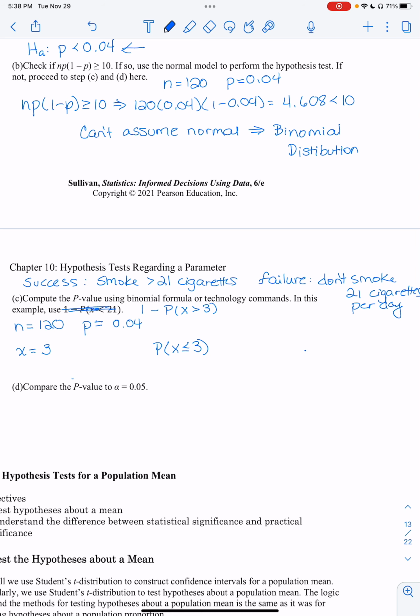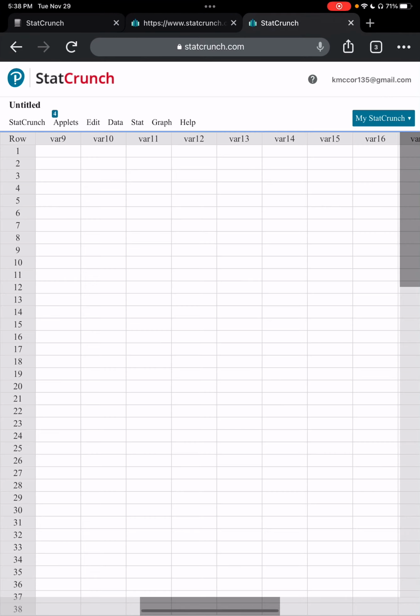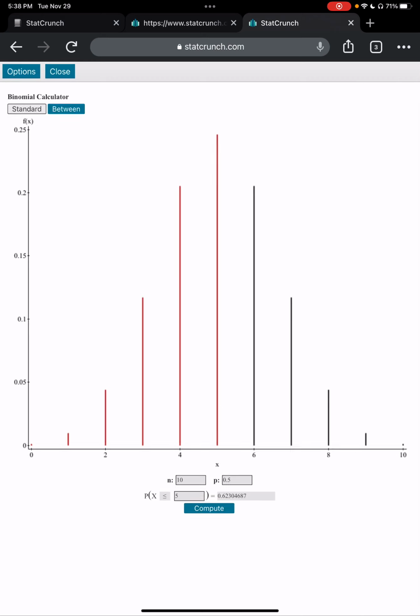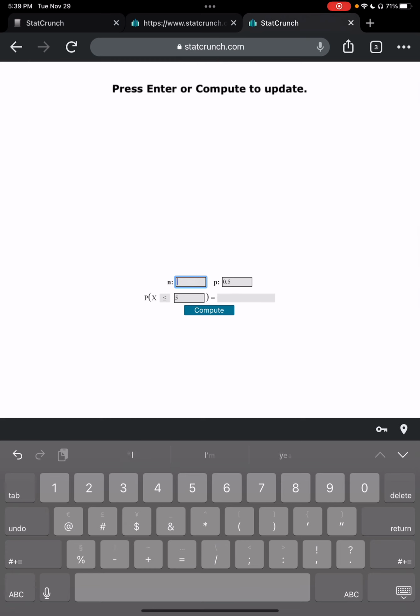So if we go to StatCrunch again, I can go to Stat and to Calculators. I can go to my binomial calculator. Remember this one where it shows me the binomial distribution, which is why I didn't draw it. So here I'm going to input an n value of 120. I'm going to input my probability as being my null hypothesis probability, which is 0.04. And what I want to know is what's the probability that I have 3 or less people out of that sample of 120 that smoke 21 cigarettes or more.